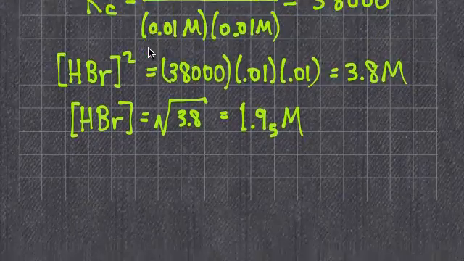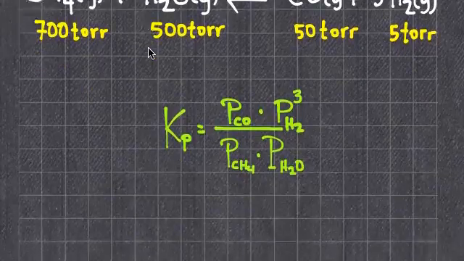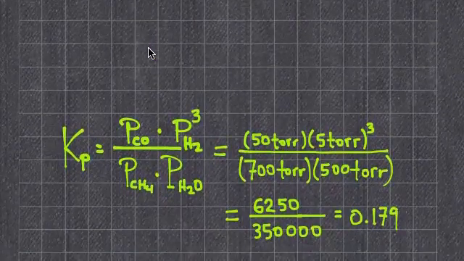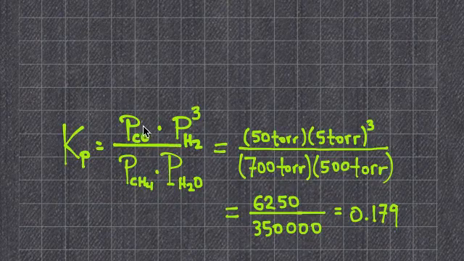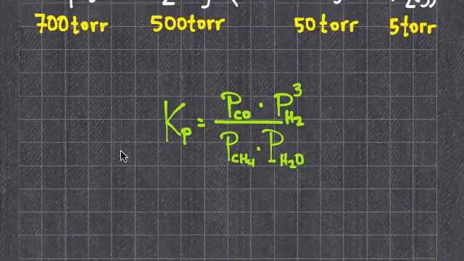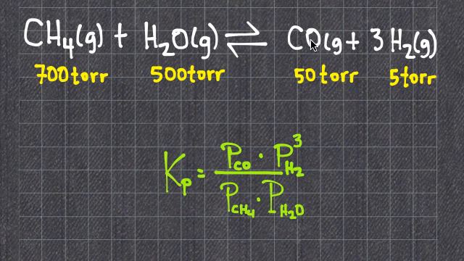But if the constant is small, like we just saw down here with 0.179, that means this is small and/or this is big. The way to say it is this is small and/or this is big. We have a whole bunch of this.